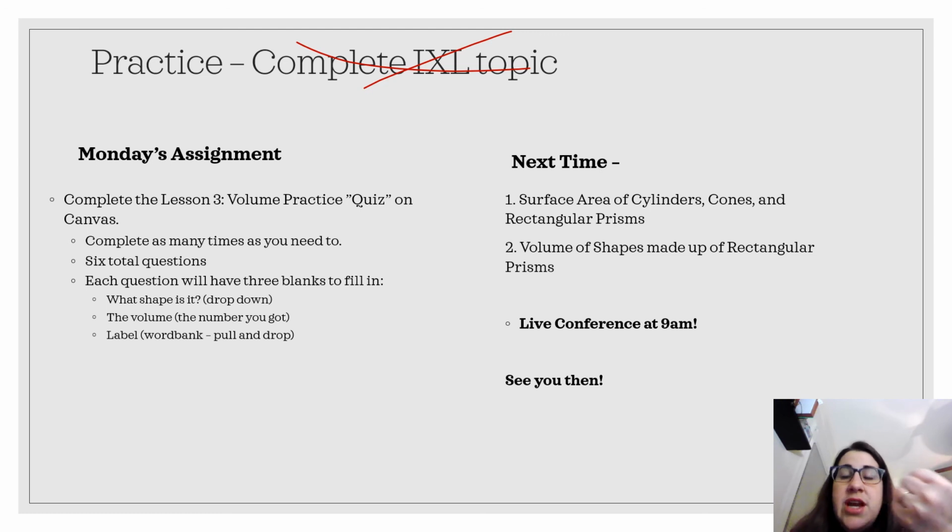It's going to ask you what shape is it? So the name of the shape, is it a triangular pyramid? Is it a rectangular pyramid? Is it a cone? Is it a sphere? Is it a cylinder? Then what the actual number is. So for example, the volume is 168, and then the label, is it centimeters cubed? Is it centimeters squared? Is it etc.